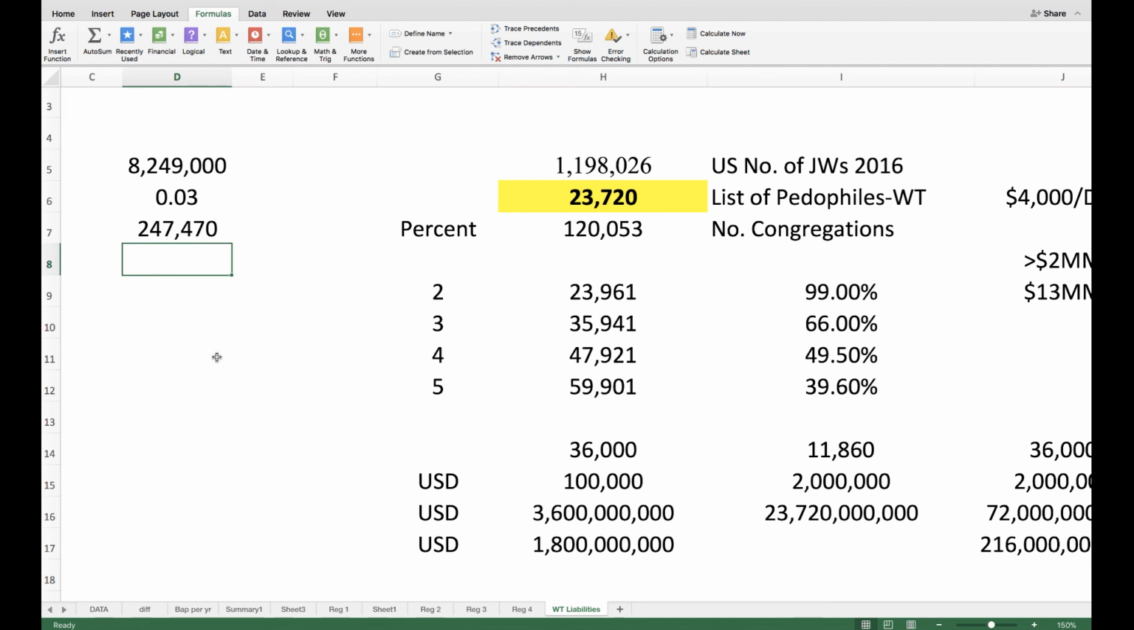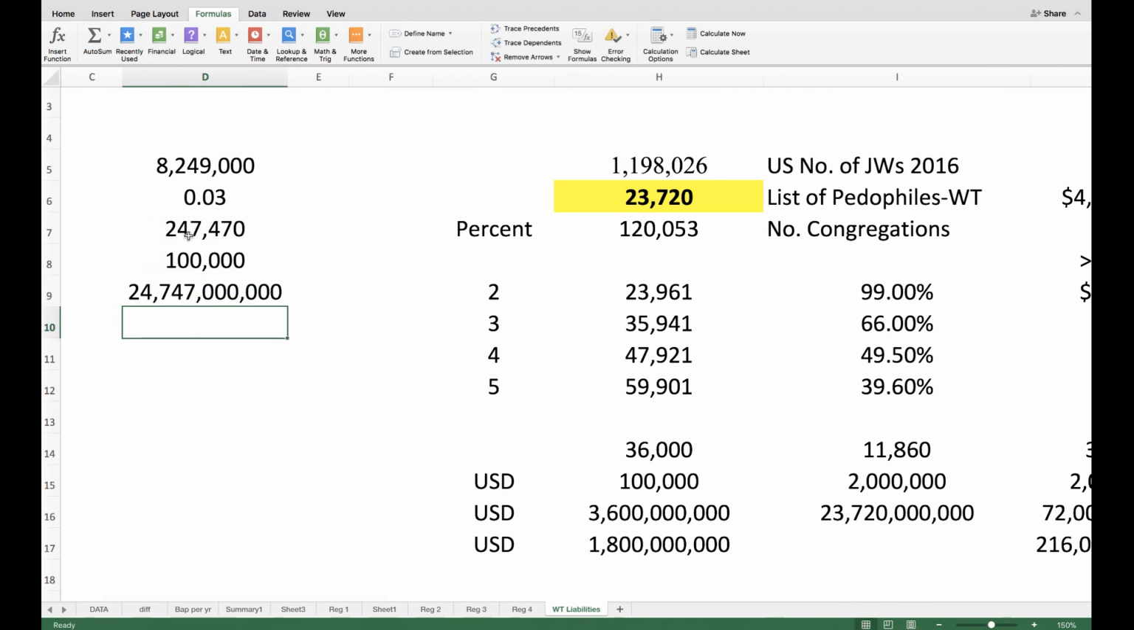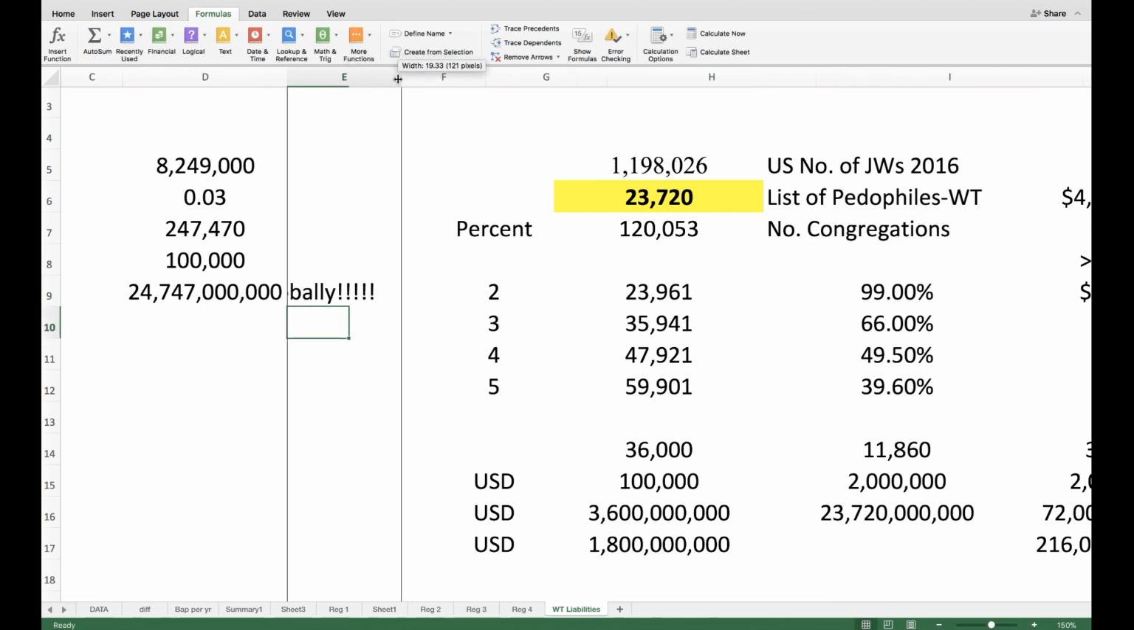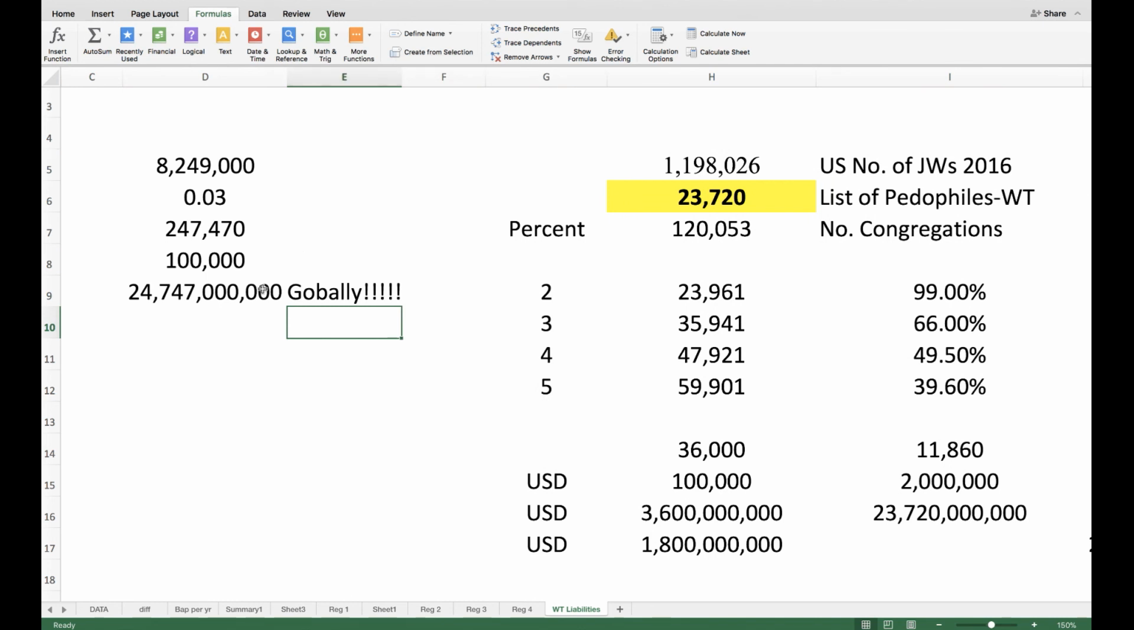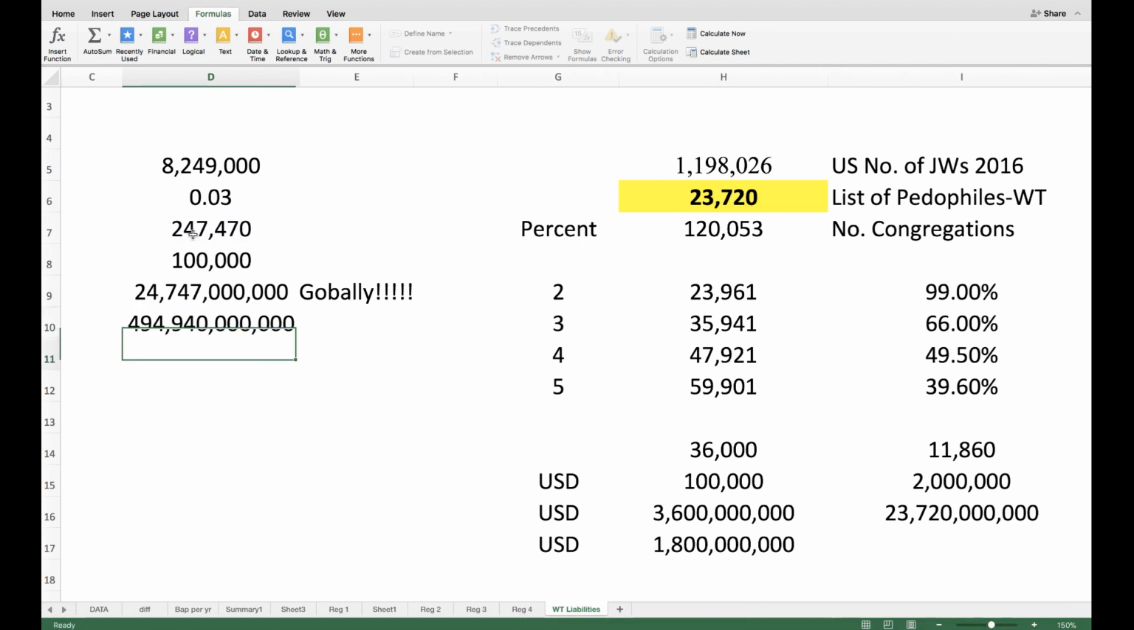And if they have to settle with that much, let's say $100,000, okay, that would mean that they would have to pay $25 billion globally. This is a conservative number. Conservative. If this thing was 2 million, we're talking about $500 billion.